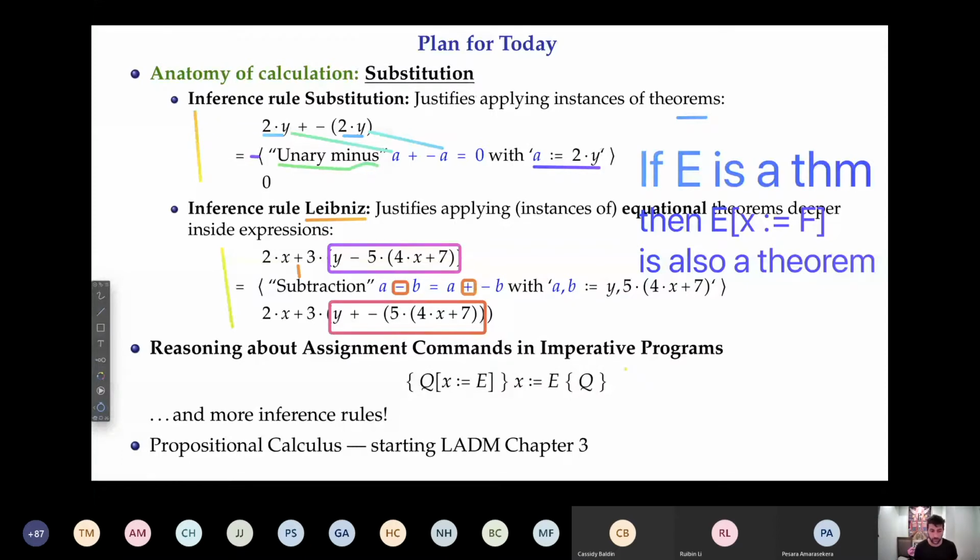All right, so we'll get to that a little bit, and then we'll finally get to the core of this class, propositional calculus. Hopefully we'll get to a more formal part of that today.